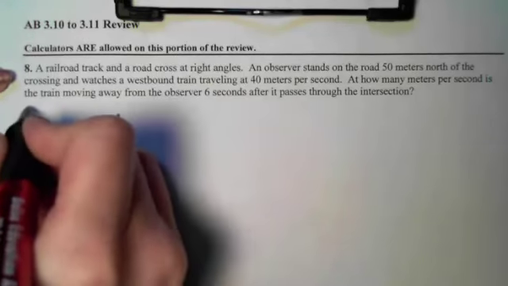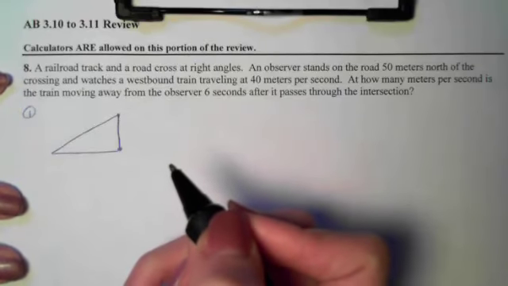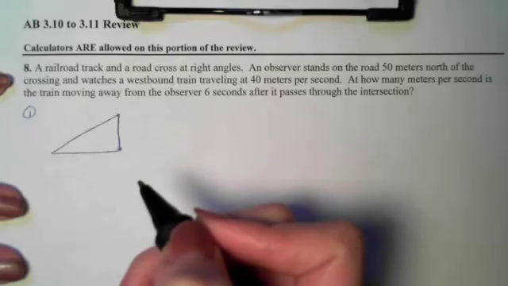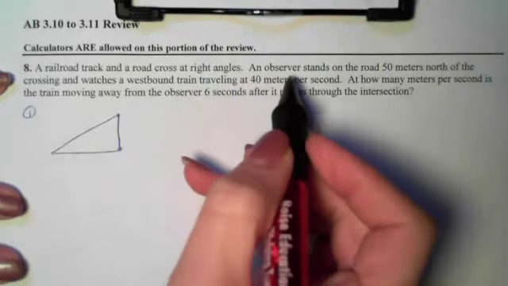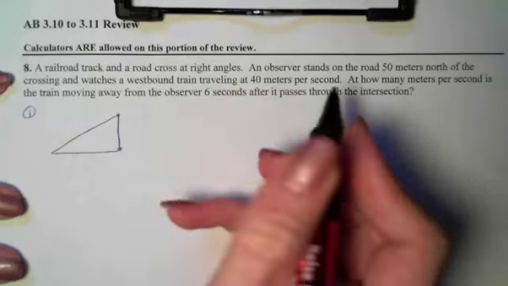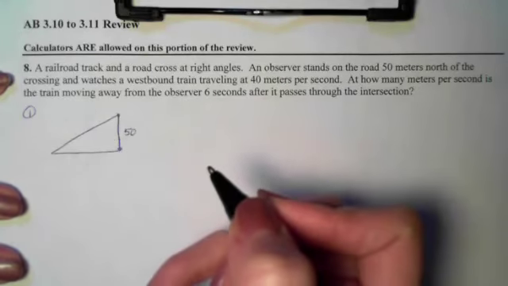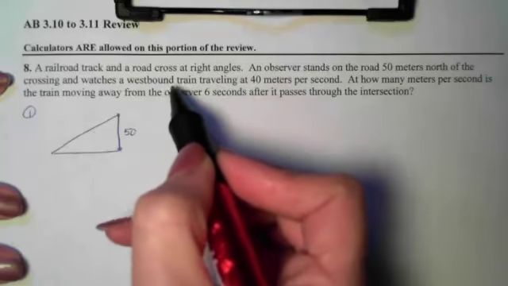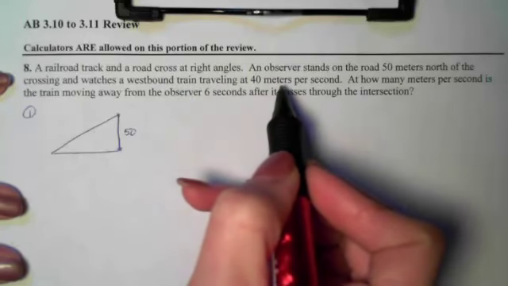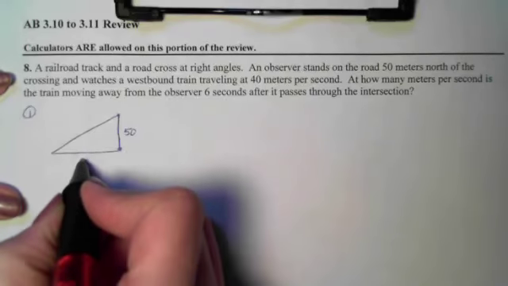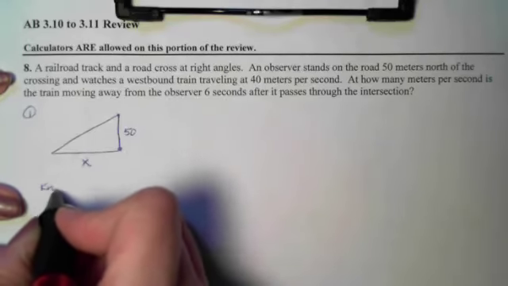So remember, in step 1, things that are changing over time will be receiving variable labels, whereas things that stay the same are left alone. So in this case, we have the observer who is standing. He's not moving, so we can label this piece as 50 meters. We also get information about how quickly that westbound train is traveling. So that means we're going to put an X here because we know dx/dt.